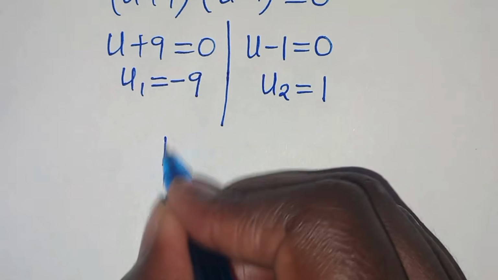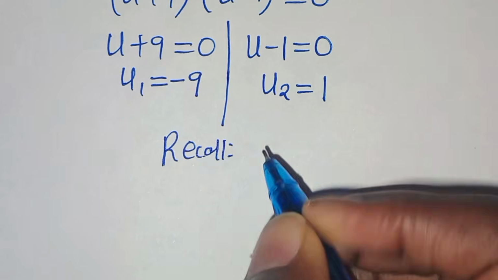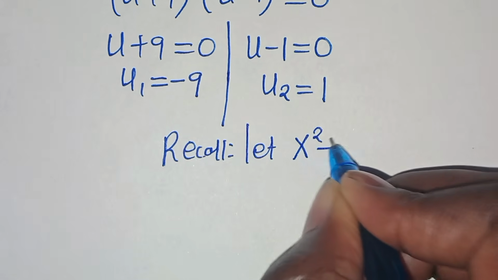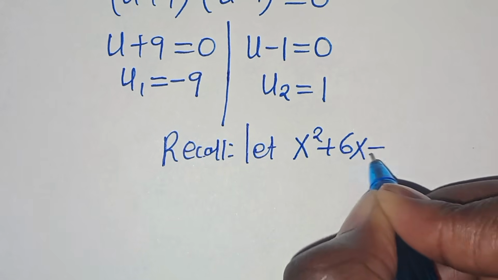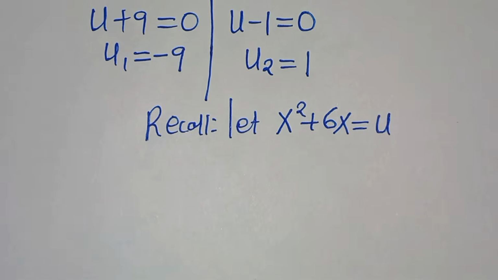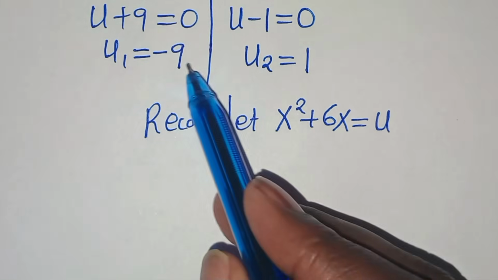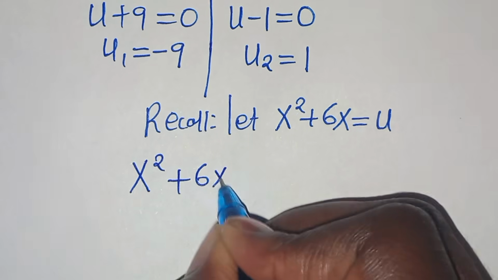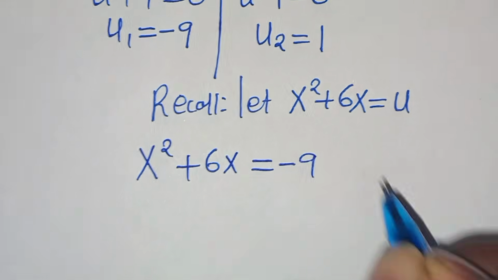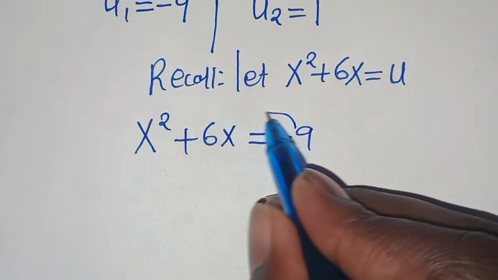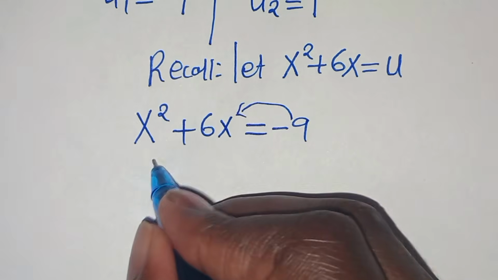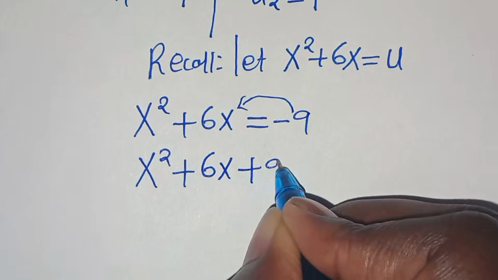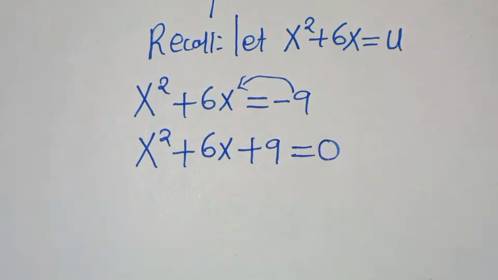And if you recall, we assume that let x to the power of 2 plus 6x be equal to u. So let's substitute u1 from here. So this is x to the power of 2 plus 6x. This is equal to minus 9. Let's take minus 9 on the left hand side so that we have x to the power of 2 plus 6x plus 9. This is equal to 0.